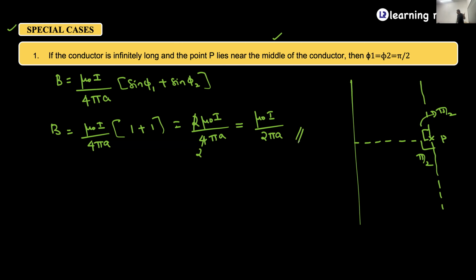So the magnetic field due to an infinitely long conductor, where the point P is lying at the middle of the conductor, is mu naught I divided by 2 pi A, and this is a very, very, very important expression to be remembered. Is that clear? Make a note of it.